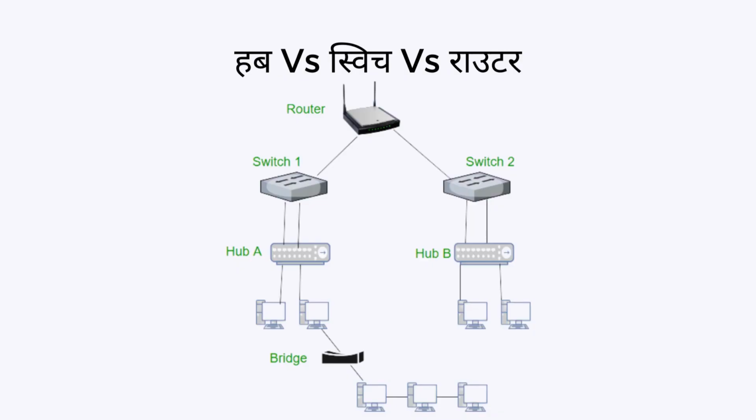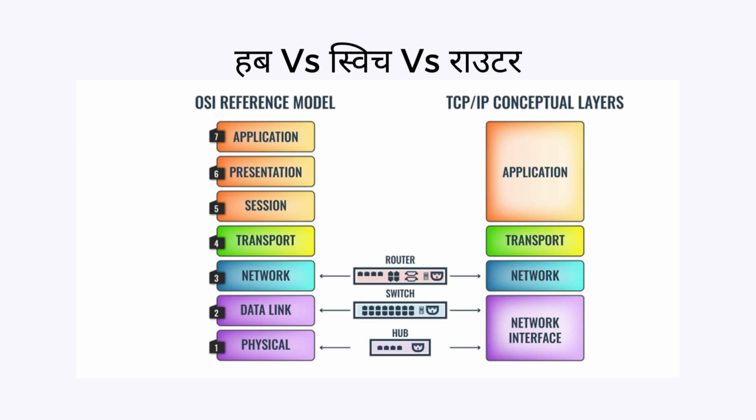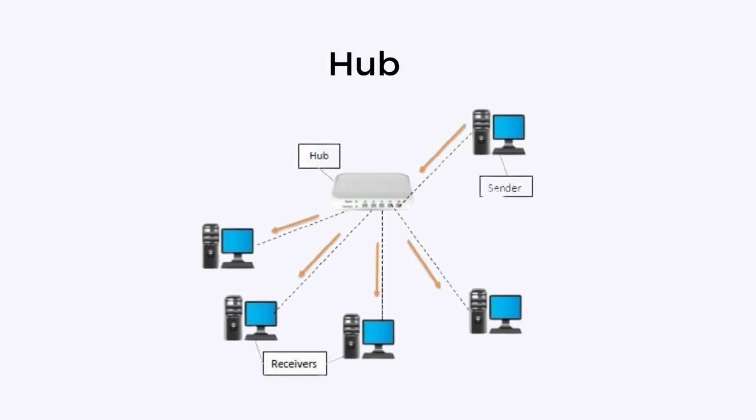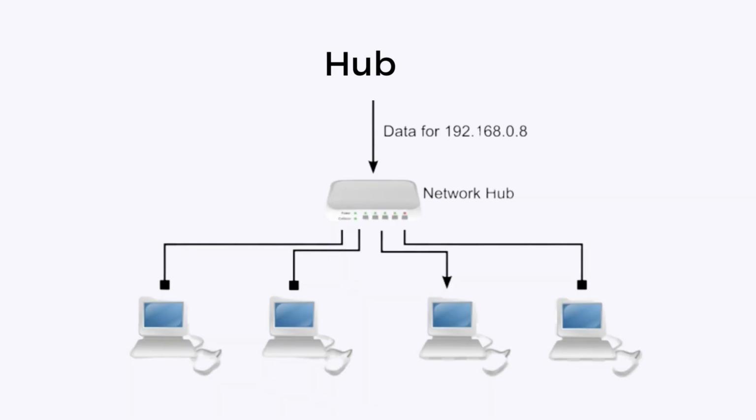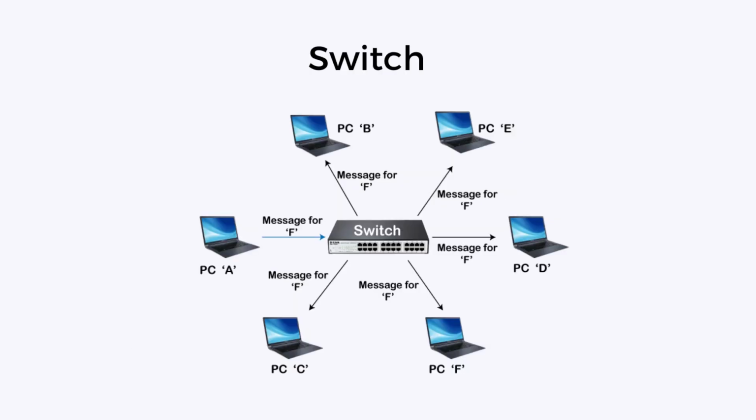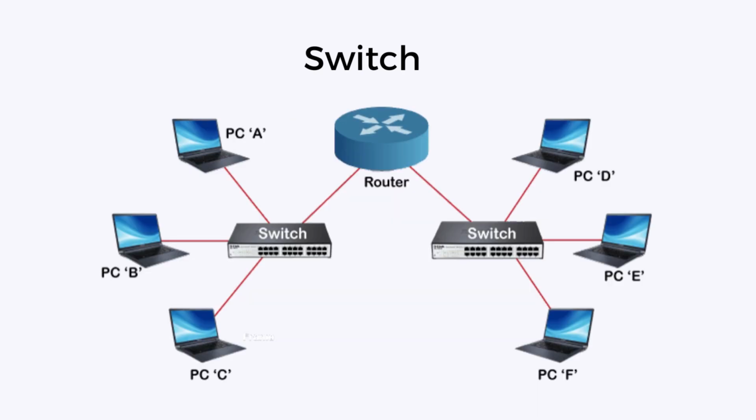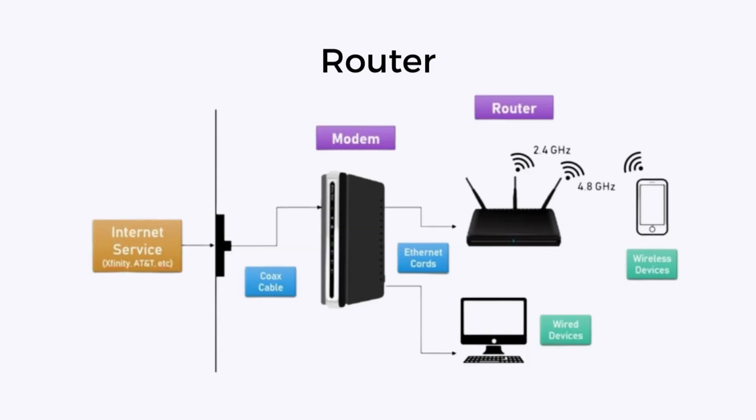In this video, I will tell you guys about hub versus switch versus router. What is the difference? Hub is used to connect devices to the same network, and the switch is used to connect devices to the network, while the router is used to connect to different networks. Hub works in half duplex, while the switch and router work in full duplex. Routers, hubs, switches are all network connecting devices.